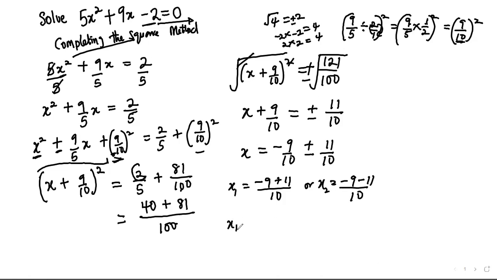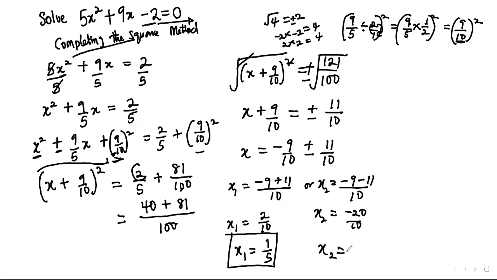And here we have x1 is equal to 2 over 10. And of course, x1 is nothing but 1 over 5. First solution gotten. Then the other one will be x2 is equal to minus 20 over 10. And finally, x2 is equal to minus 2. So this is how we can solve problems on completing the square. Follow these steps one step at a time, and I bet you're going to get the answer correctly.